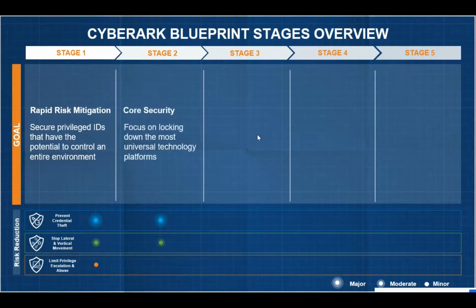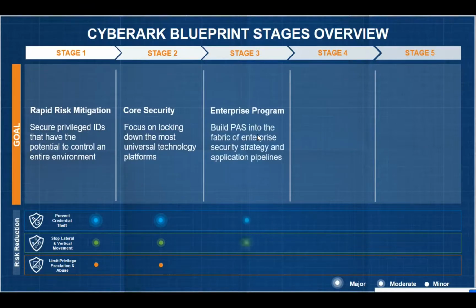With the help of this, we prevent credential theft kind of attacks. In stage 2, we focus on the core of security. We lock down the most universal technology platforms. For example, here we integrate more critical enterprise systems like web and CLI, and we also introduce RPA, robotic process automation, in order to prevent any kind of credential theft attack. With an enterprise program, we help you control the credentials which reside in the applications. So here we are trying to reach even the application, not only the usernames and passwords, but the attacks that happen on the applications.